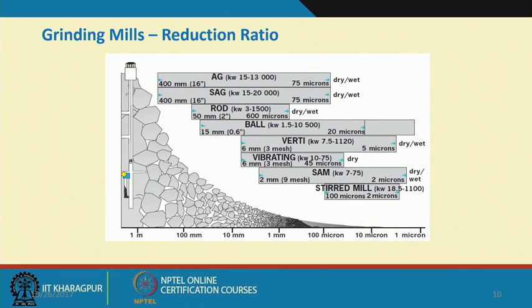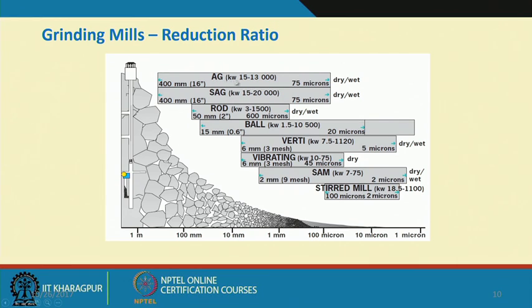Here also, suppose I want to grind my feed material from 10 centimeters to below 10 micrometers. What is the reduction ratio? I have to calculate it. So, 10 centimeters you have to convert into microns, and then take the ratio with 10 microns, and it is a huge ratio. This will give you a rough idea of the different mills, how much power they consume, and what reduction ratio they use.